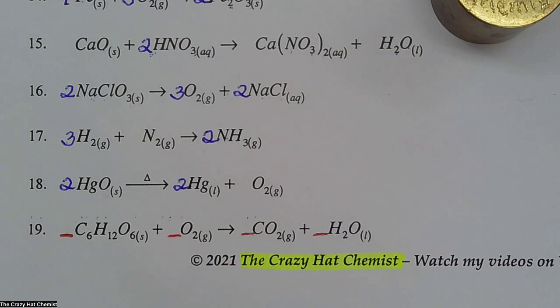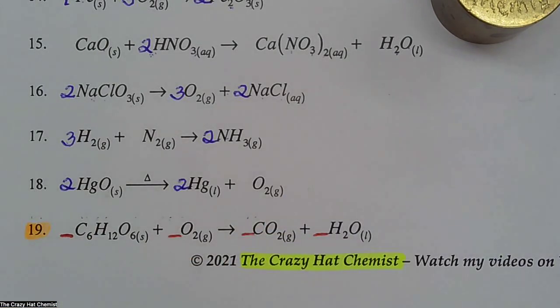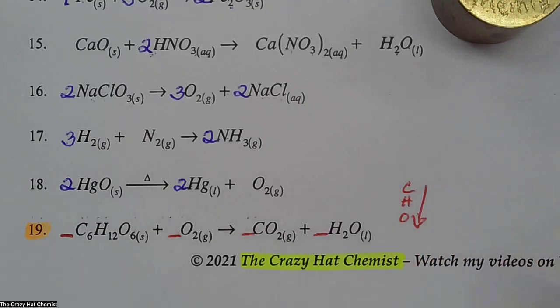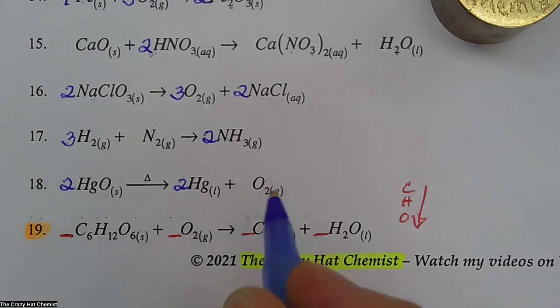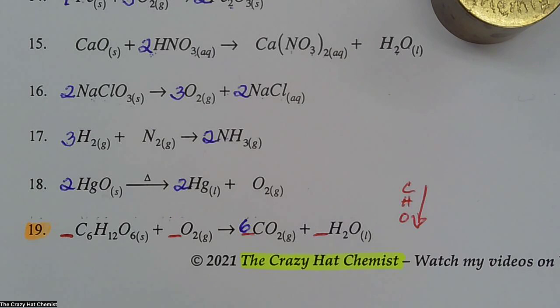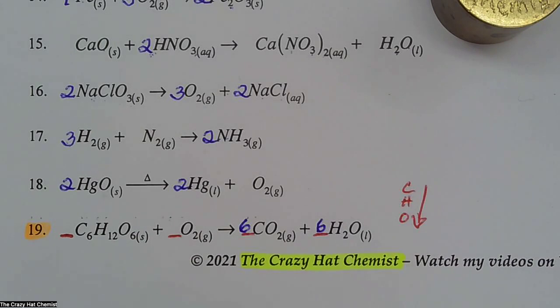Now we have the last one right over here. This is a combustion reaction. So I'm going to highlight that in orange again. And how are we going to balance this? First carbons, then hydrogens, then oxygens, in that order. That's right. So how many carbons do I have? 6. How many carbons do I have here on the product side? Now 6 with that coefficient of a 6. How many hydrogens? 12. How many hydrogens? 2. So I'm going to place a 6 here to give me 12 hydrogens.